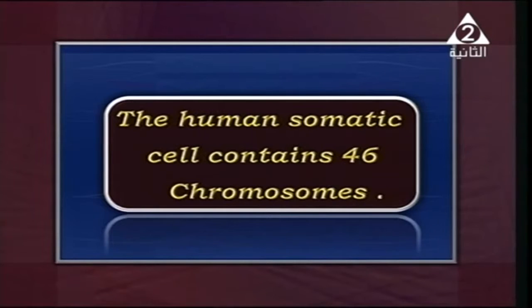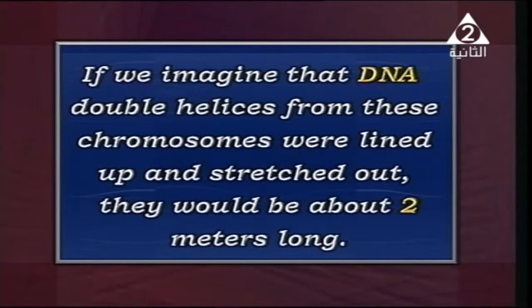The human somatic cells contain about 46 chromosomes, okay? And right now we need to know how these groups of chromosomes, histones and non-histones, are packed and condensed inside the nucleus. If we imagine the DNA double helix from these chromosomes aligned or stretched out linearly, it's going to be about 2 meters in length, okay?